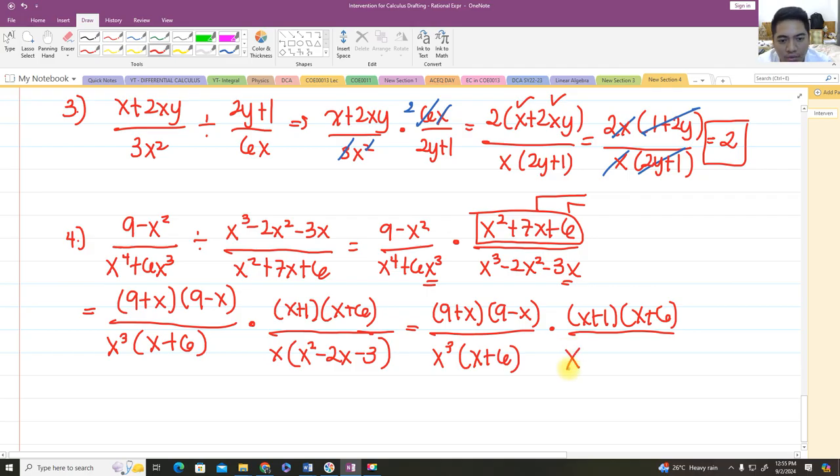Factor it out. What two numbers, when multiplied, give negative 3? I think that is negative 3 and 1. And when you add, it will be negative 2. So it's negative 3 and positive 1. So you have x minus 3, and then you have x plus 1.